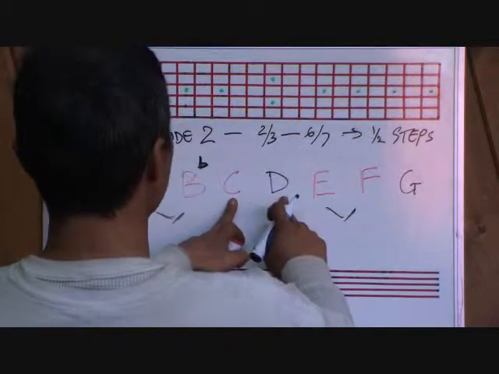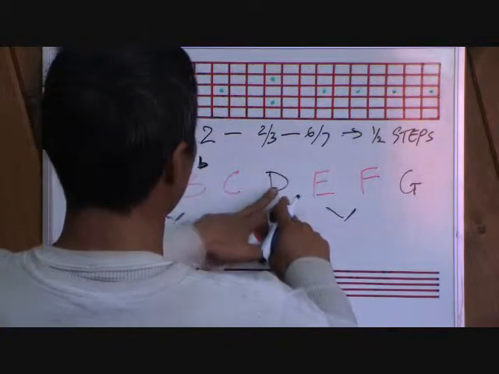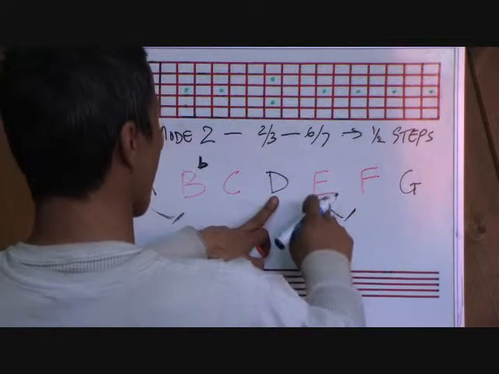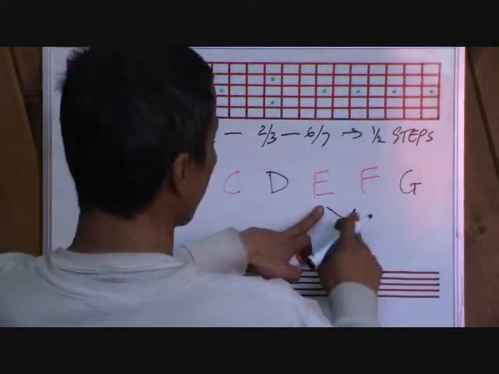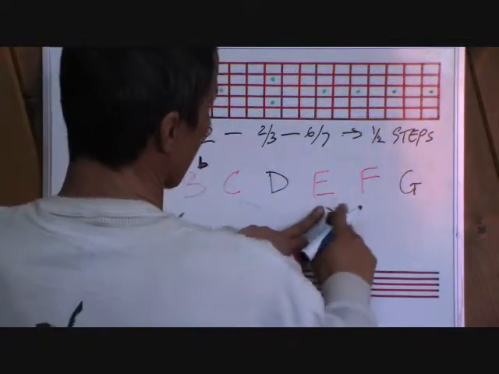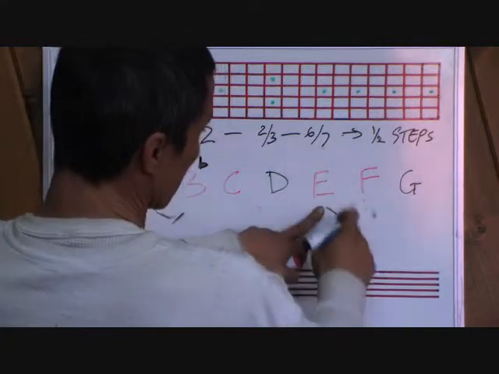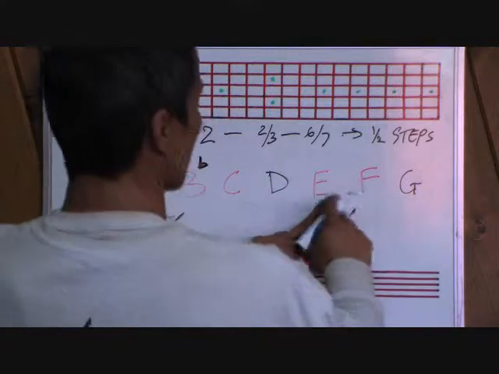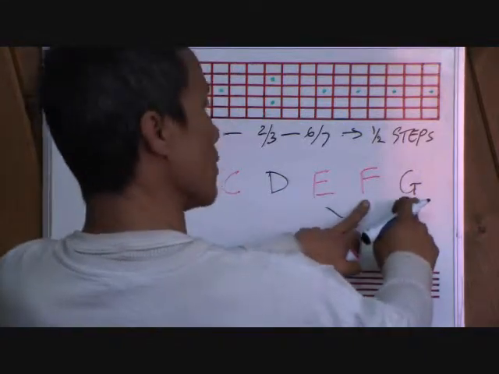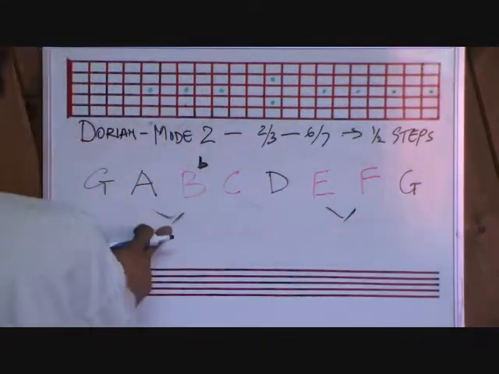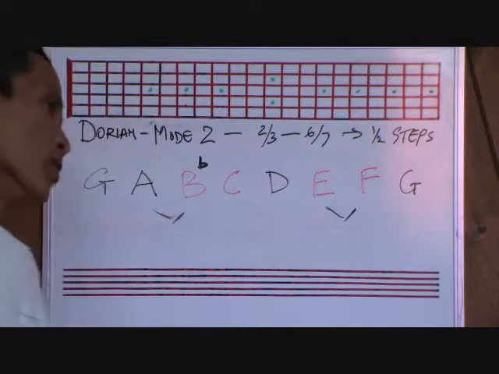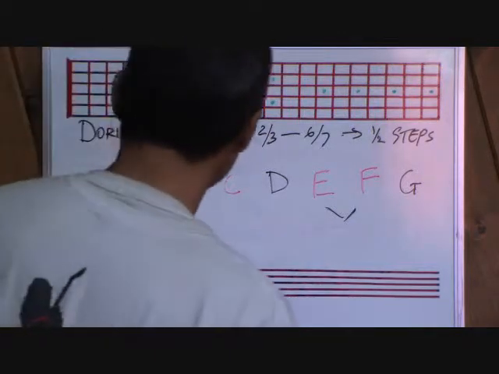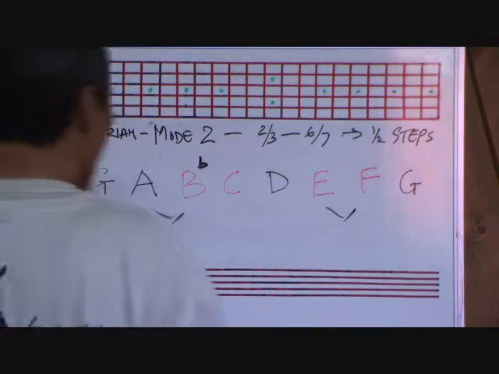Okay? D to E is full step, leave it alone according to the formula. Right here is half step, right? Step 6 to step 7 according to the formula. So we do nothing to this. After that, G, full step, leave it alone. Here you go, the G Dorian or G mode 2. There's one flat on it. Let's go to the A Dorian.